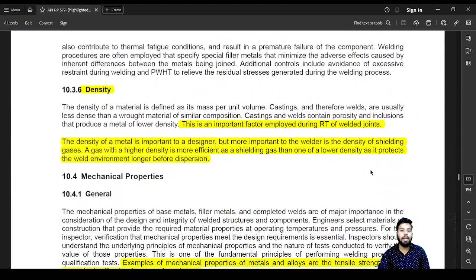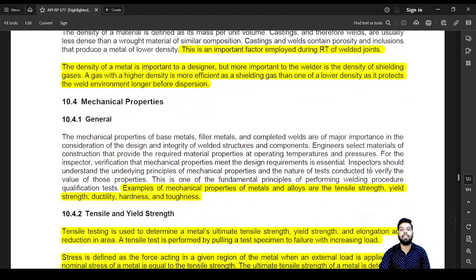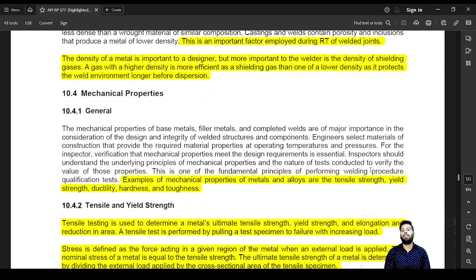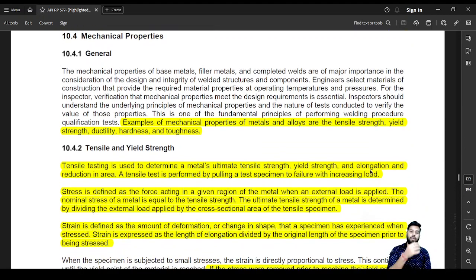Density, an important factor employed during RT of weldments. The density of a material is important to the designer, but more important to the welder is the density of the shielding gas. A shielding gas with a higher density is more efficient than one with lower density, as it protects the weld environment longer before dispersion. Mechanical properties, these are more important for us.